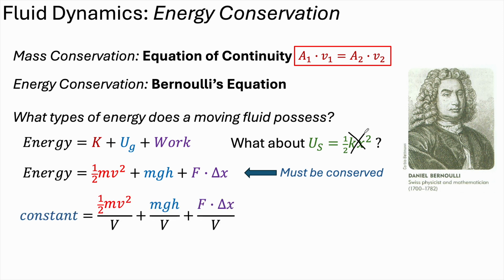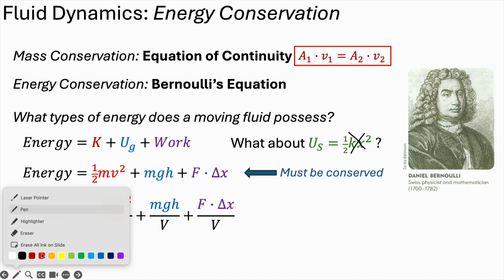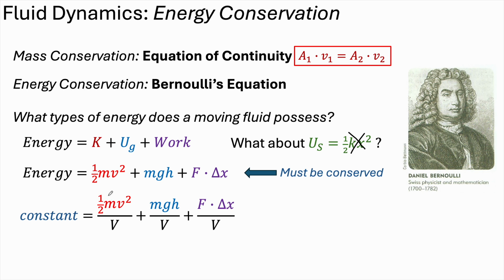Now, for no apparent reason whatsoever, I'm going to divide each term by volume. And you're like, oh, wait, why would you do that? Well, there's a little trick going on here. Mass over volume, if you remember back from the beginning of this unit, is density. So we can replace both of those terms with density. The one that's a little bit more obscure is this one.